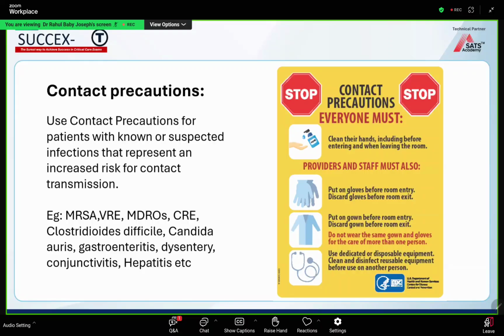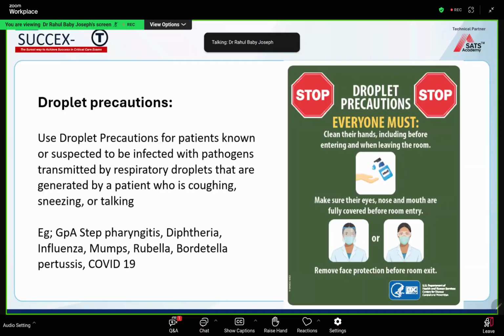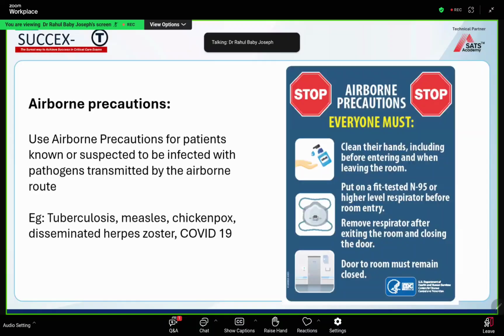should follow contact precautions, especially your MDR organisms, your MRSA, vancomycin-resistant enterococci, Clostridioides difficile, Candida, etc. You must follow contact precautions. And droplet precautions, anything which has a risk for droplet transfer, especially your strep pharyngitis, diphtheria, mumps, influenza, COVID-19 also needs to take droplet precautions. Airborne precautions are used mainly for diseases like TB, measles, chickenpox, disseminated herpes zoster, and COVID-19 also.